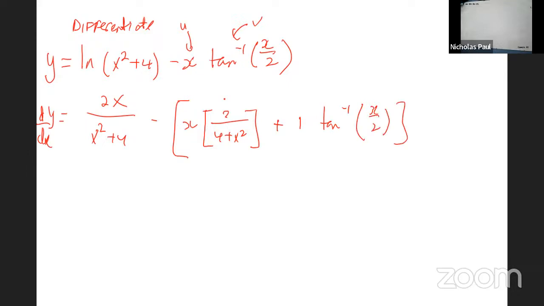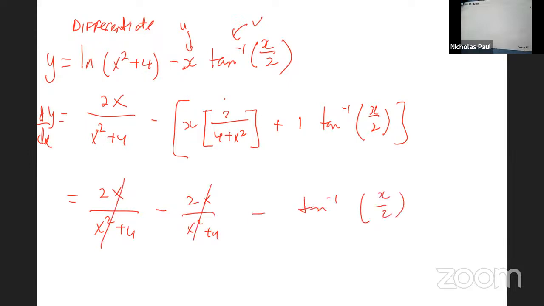Right? Not much you could do after that, right? So you'll end up with 2x over x squared plus 4 minus 2x over x squared plus 4 minus tan inverse x on 2. What you'll recognize, this will cancel, and you'll get minus tan inverse x on 2. Correct?